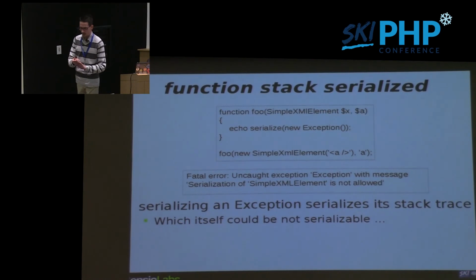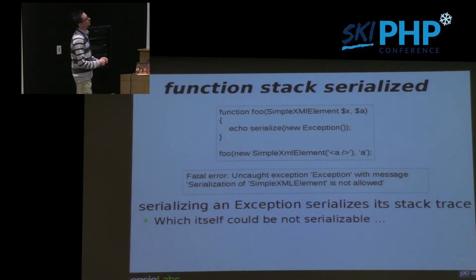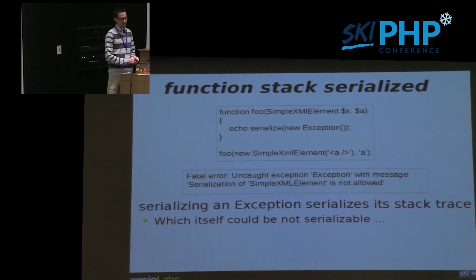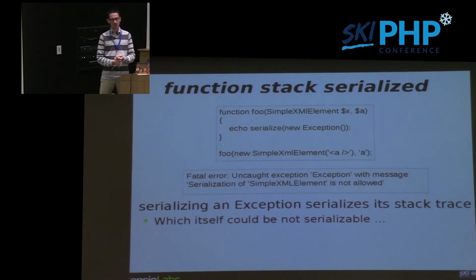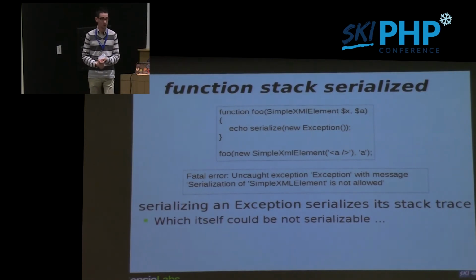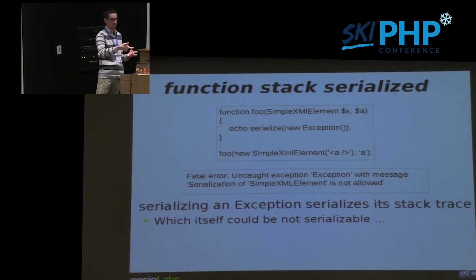When you serialize an exception, it serializes the stack trace, and the stack trace itself could be not serializable. As you can see, simple XML element objects cannot be serialized. So if you pass them to a function and the function body tries to serialize an exception, the serializer handler of the exception will get the backtrace and try to serialize all of it, and the backtrace is in a function which had an argument which was an object which was not serializable.